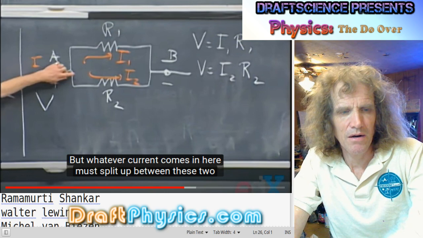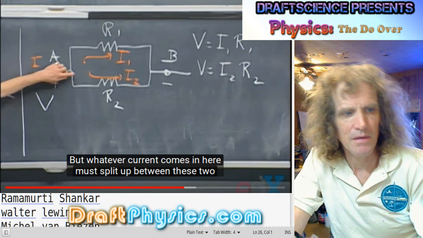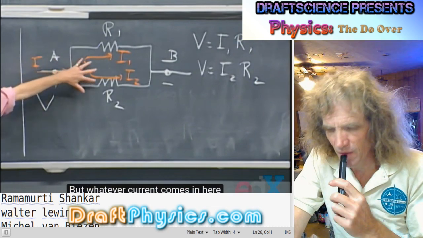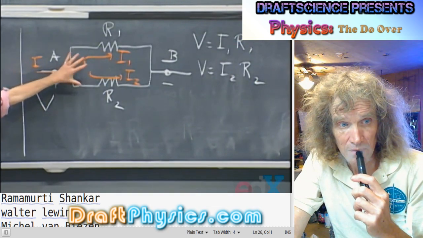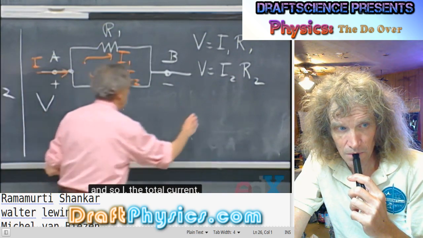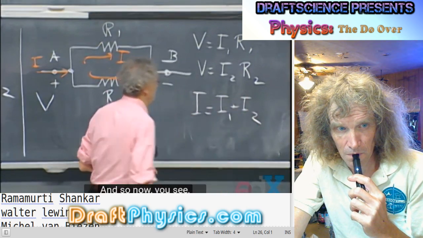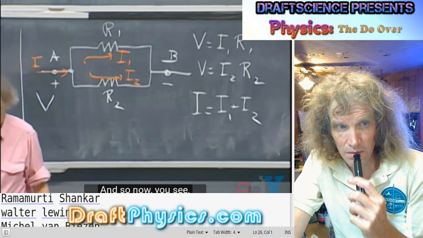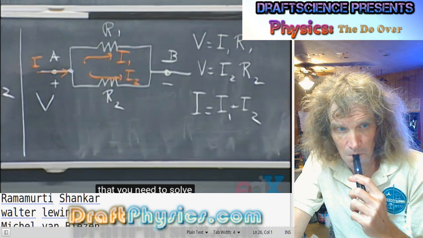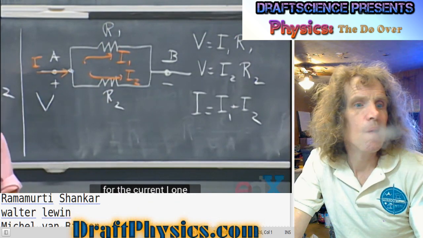But anyway, the current equals V squared over R would have been a better formula. And here the current must split up between these two. Think of it as water. The number of charges that flow into this juncture continue on. And so I, the total current, is I1 plus I2. And so now you see you have all the ingredients that you need to solve for the current I, for the current I1, and for the current I2.